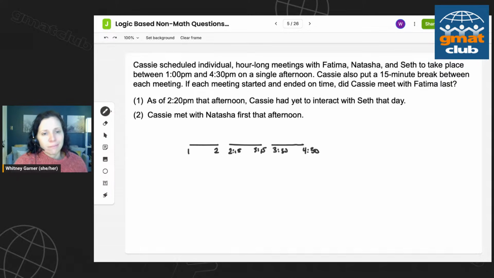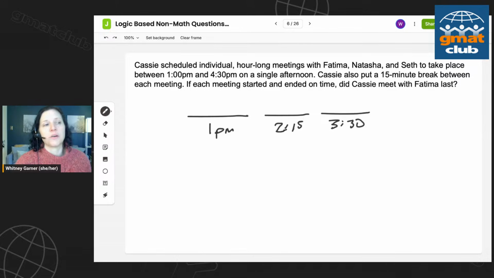So in fact, just go with that. Let's say we'll just do 1, 2, 3 slots with 1 p.m., 2:15, and 3:30. So maybe something that looks a little bit like that. Maybe it's a little messy, but something like that. And then what I'll do is start to assess my 2 statements.